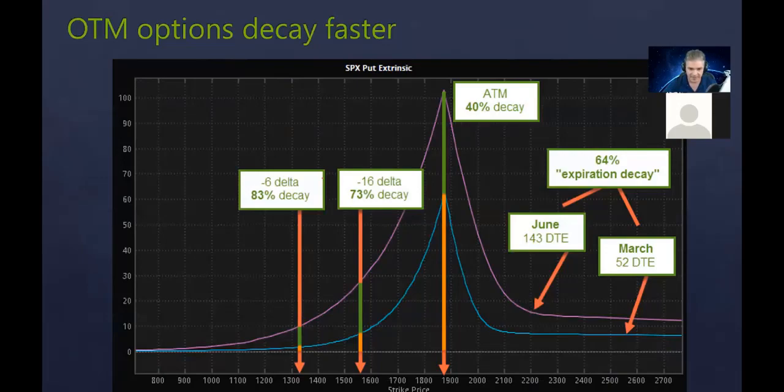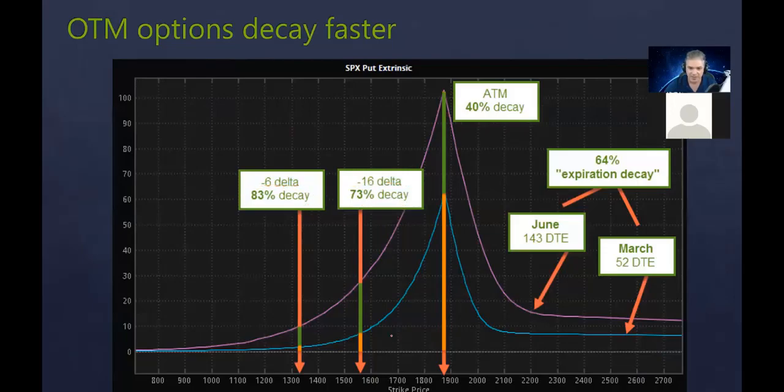The second thing here is that this is basically showing you the extrinsic value of options. Without getting too deep, the at the money decay is going to have this much decay between the expiration going from here to here, basically going from 143 DTE to 52 DTE. That's the amount of decay that would occur. But on a percentage basis, the at the money is going to decay by 40% of its original value. Further away from the money, moving out of the money to the downside, here we're looking at minus 16 delta, and you can see it's 73% decay. And if we go even further to a minus 6 delta, and you'll see why in a sec, this is my 83% decay.